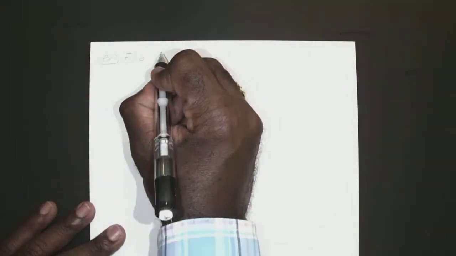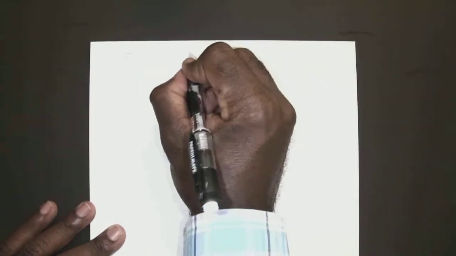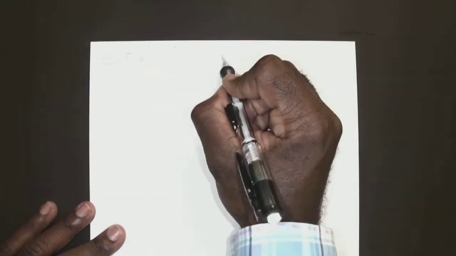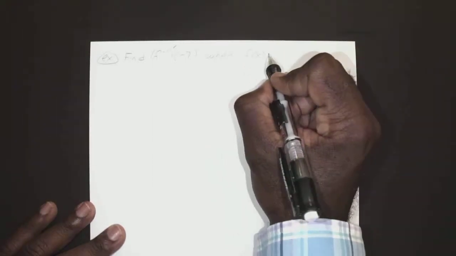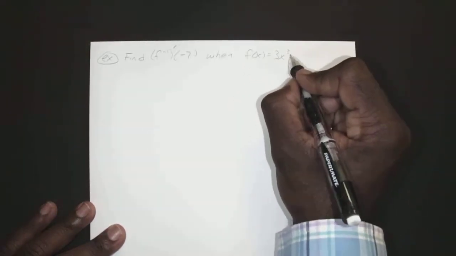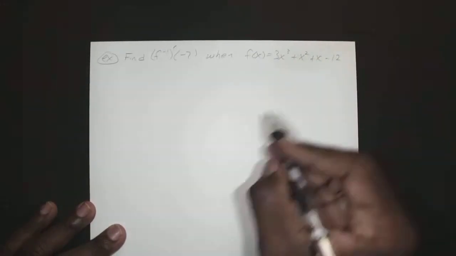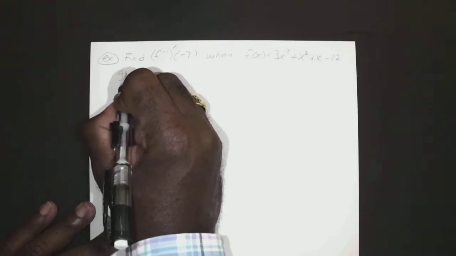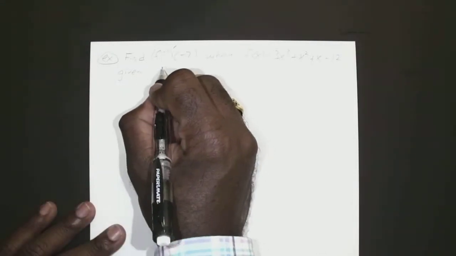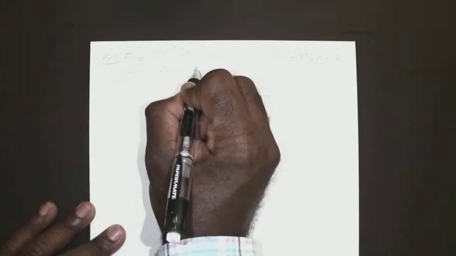Okay, so let's say, for example, if you wanted to find f inverse prime of -7, when f of x is equal to 3x to the third plus x squared plus x minus 12. And we're given that f of 1 equals negative 7.